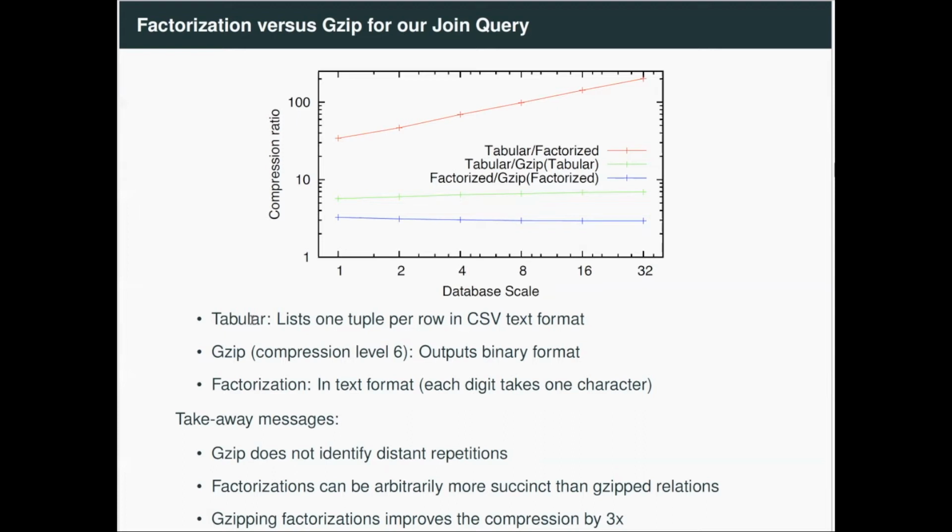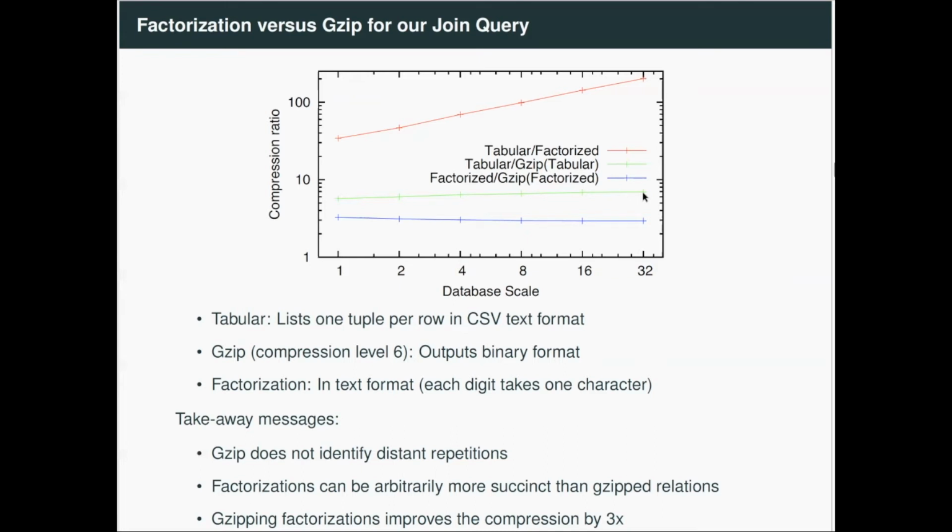And this plot shows the following. The compression ratio of factorization over plain query answer grows as we increase the database size. It reaches 200 times in our experiment. Gzip is not able to identify distant repetitions such as those of entire blocks of rows and columns in the join answer. For this reason, its compression ratio of the join answer file remains roughly the same as we increase the database size. This ratio is about 6 times in this experiment.